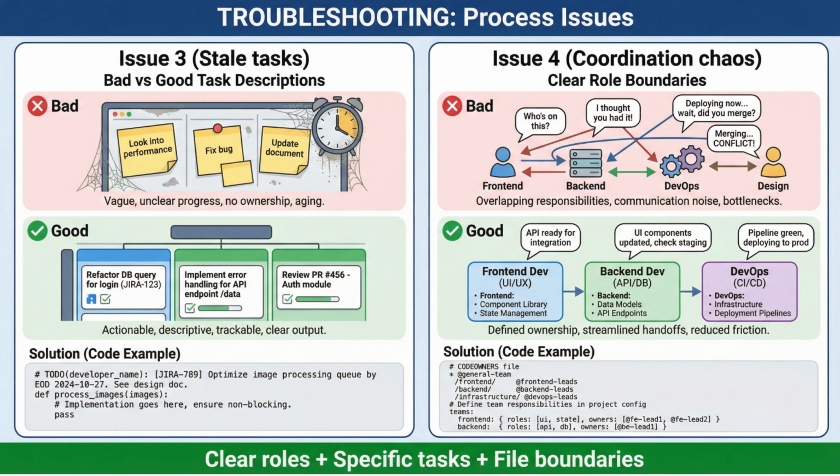Fourth, coordination chaos where agents work at cross purposes. One agent undoes another's work, or agents duplicate effort. This means roles aren't clearly defined in spawn prompts. Respawn with clearer responsibilities. Database agent only touches schema files. Backend agent only touches API code. Front-end agent only touches UI components. Add file path restrictions in spawn prompts to prevent overlap.